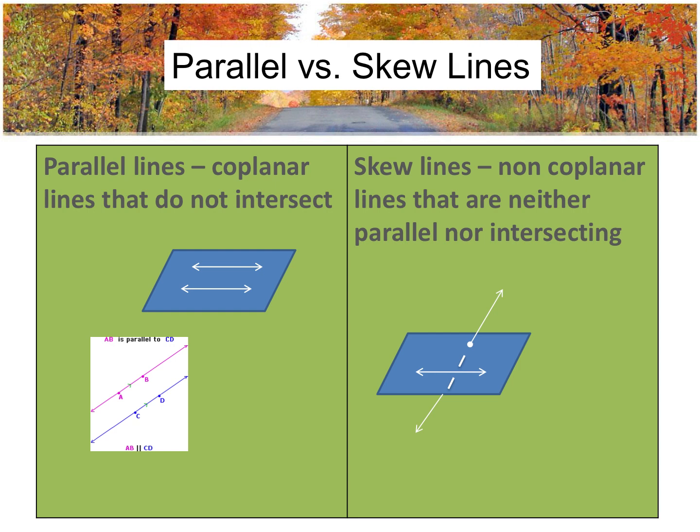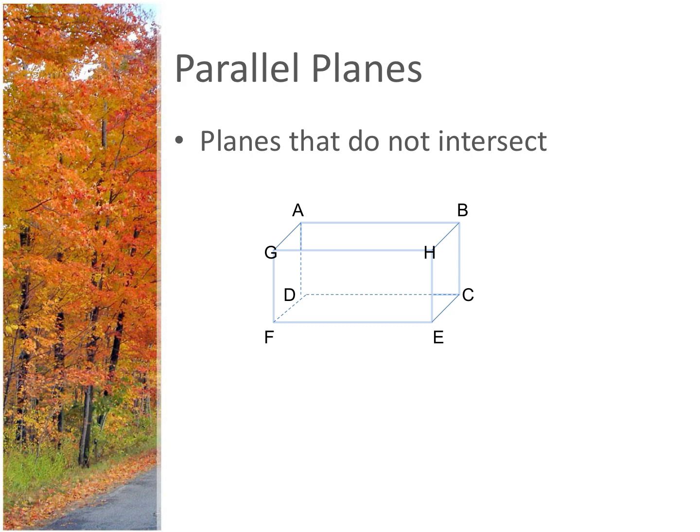Now, skew lines, they're on different planes or in different directions, so they won't touch either. You can think of it as, let's say, the top of the board and then the floor. There are different angles, but they're still not going to touch. So, parallel planes are planes that do not intersect.